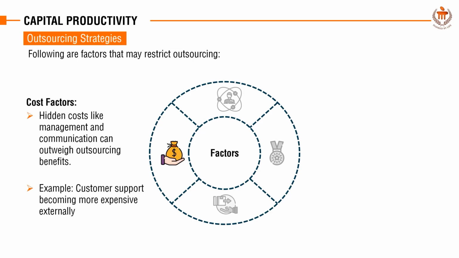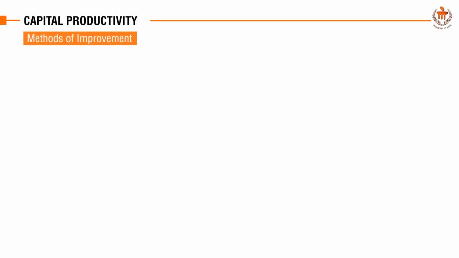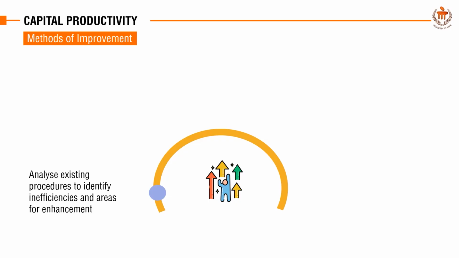Number four, cost factors. Hidden costs associated with outsourcing, such as management and communication expenses, can deter companies. For example, a business might find that the total cost of outsourcing customer support exceeds the benefit compared to handling it internally. Now, next, let's discuss the second strategy, and that is methods of improvement.